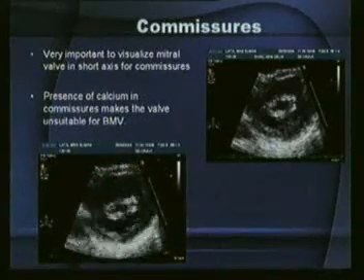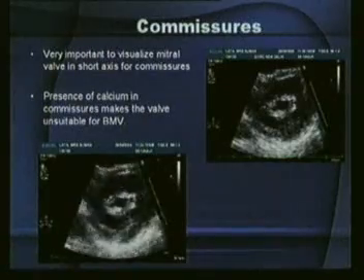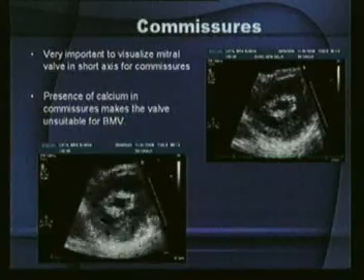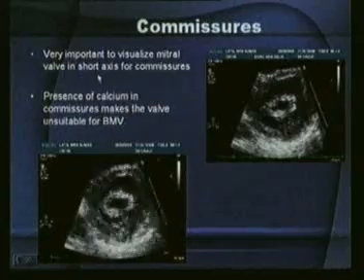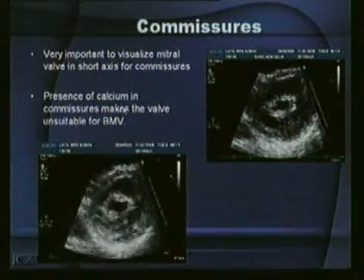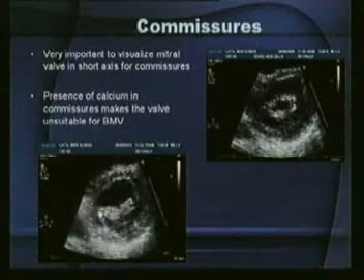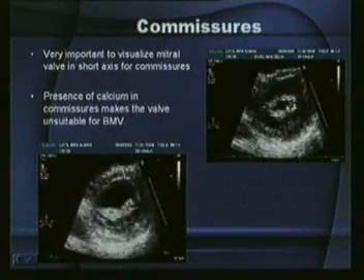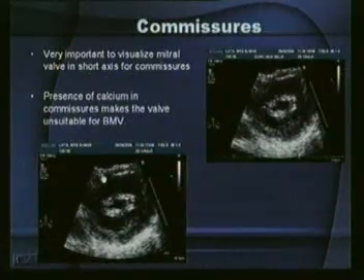Now, a couple of important points. We have said a lot of things. Mitral stenosis is the commonest mitral condition, and your colleague will ask you, look, can I do a mitral valvotomy on this patient? Can I do a BMV? Very important to visualize the mitral valve in short axis for commissures, because presence of calcium in the commissures makes the valve not very suitable for BMV. These are the commissures here, this one and this one. You see it here and here. So it's very important that we talk about commissures.